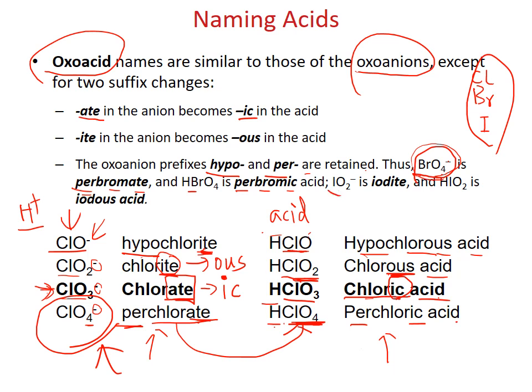Now what about IO2 minus? Well, you think about ClO2 minus, which is chlorite. Add hydrogen and it becomes chlorous acid. So this is iodite, ITE, and the acid is called iodous acid.